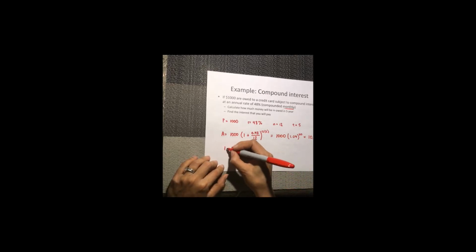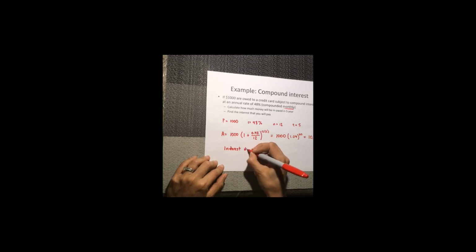And the interest due, in this case, is not the interest earned, but the interest due is going to be the same thing. A minus P, and in this case is minus 9,519.63. This is why you ended up paying at the very end of the credit life.